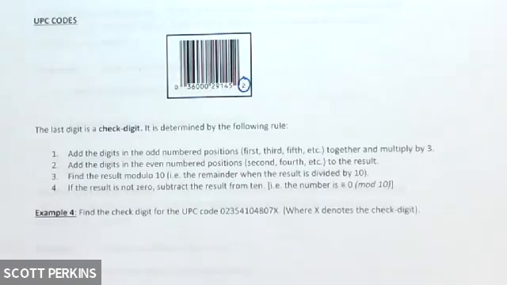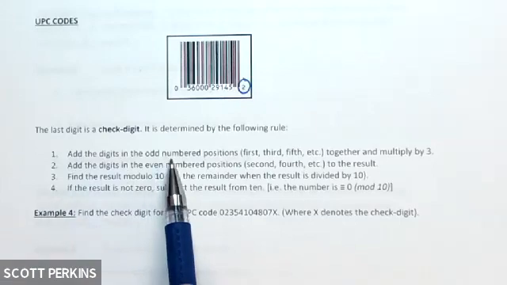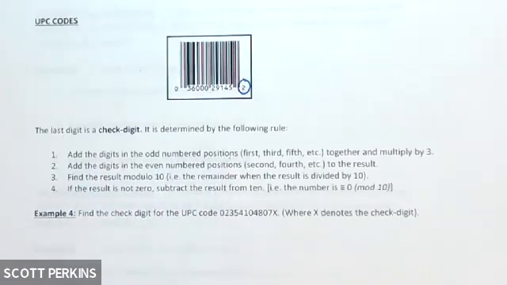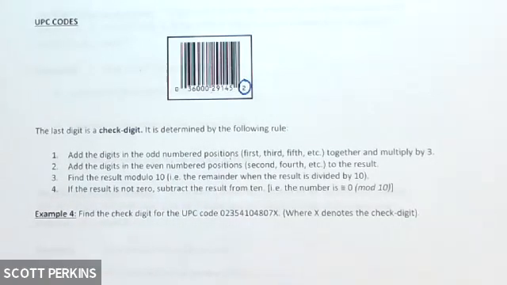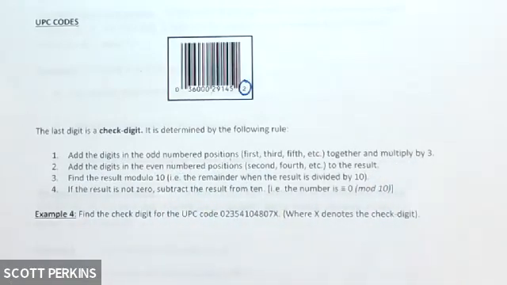So here are the rules. First rule, you add the digits that are in the odd numbered positions, meaning the first digit, the third, the fifth, the seventh, the ninth, the 11th. You add the digits in the odd numbered places and you multiply by 3.